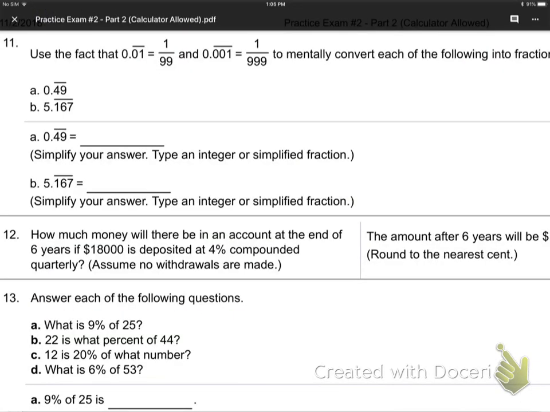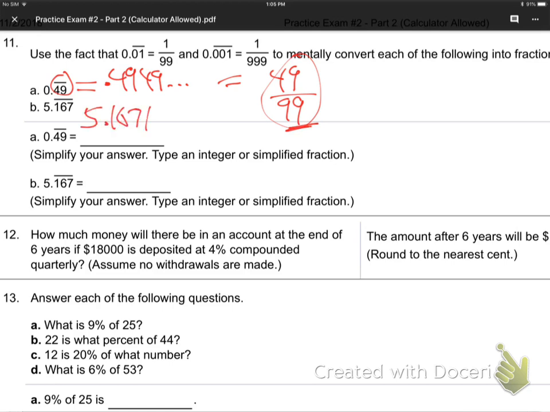Okay, now 0.49 bar. Remember that we learned that whenever you have the repeating 49, 49 forever, that's just 49 over that number of nines, over 99. Right, because there's 2 digits, so it goes over 2 nines. Now what about this one? This is 5.167, 167, etc. So that's going to be 5 and 167 over 3 nines. That's what makes that repeating happen.